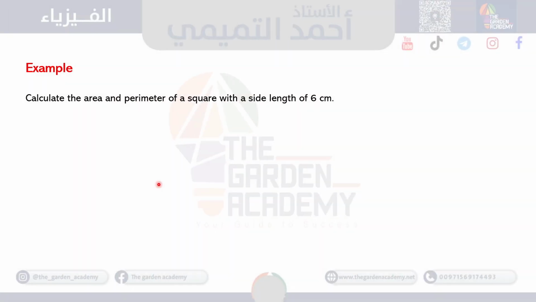Finally, the last example, calculate the area and the perimeter of a square with the side length of 6 centimeters. Right. Let's start with the area. A is equal to A square, which is 6 square, and that gives us 36 centimeters square. And finally, if we want to find the perimeter of this square, it's equal to 4 times A, which is equivalent to 4 times 6, and that is equal to 24. And this is basically the end of module 1.